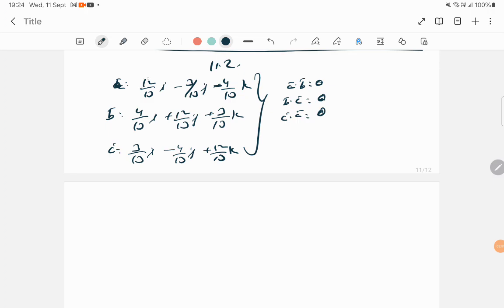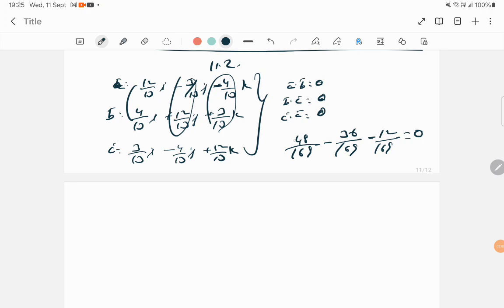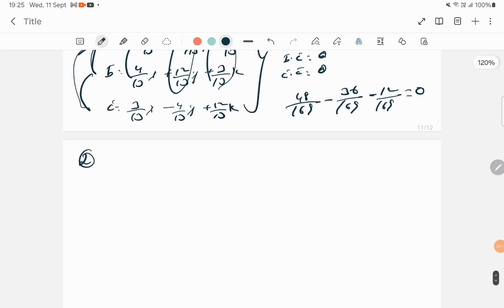So, 12 fours are 48 by 13 13s are 169, minus 12 threes are 36 by 169, minus 12 by 169, which is equal to 0. Therefore, A and B vectors are perpendicular. Similarly, do B and C, and C and A. That's the first sum.